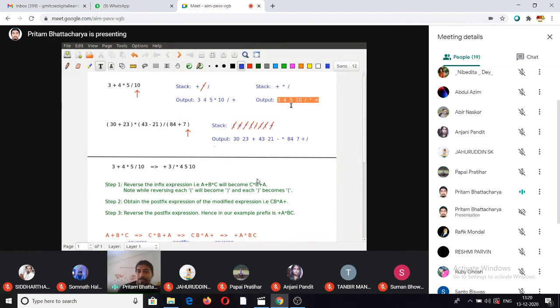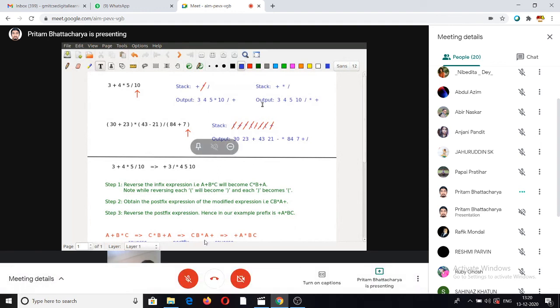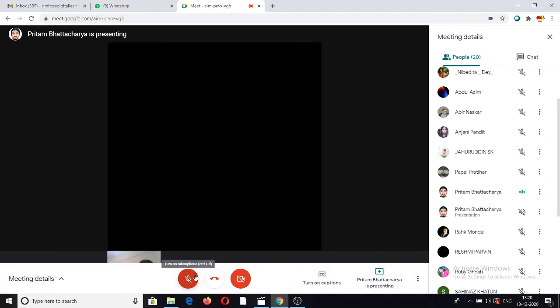Here what you can see is that we are first doing 5 divided by 10, then 4 into the result of that, and then finally 3 plus the result of that expression. So just by making that little tweak, you can make operators of equal precedence associate from right to left instead of the standard left to right association. So that's what I wanted to comment.